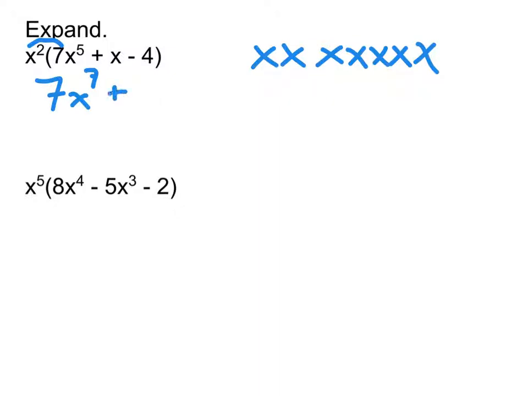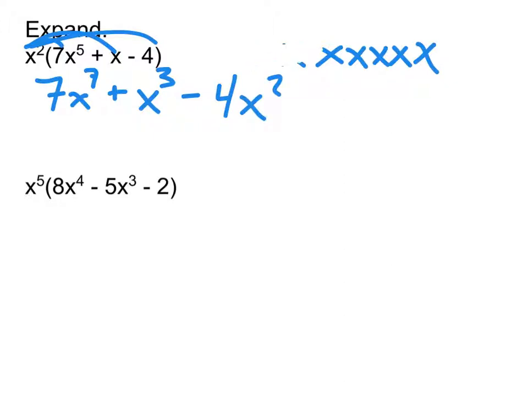All right, plus. Now I'm going to do the x squared times x. That's going to give me x to the power of 3. And then when I do x squared times the 4, that gives me 4x squared. So that's what you should be getting there for your first answer. If you had any trouble with that, go and apply it to the second problem.